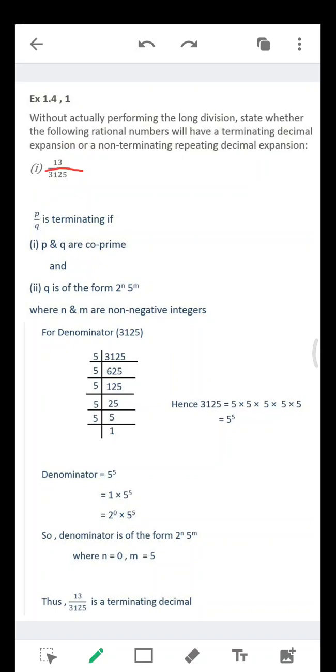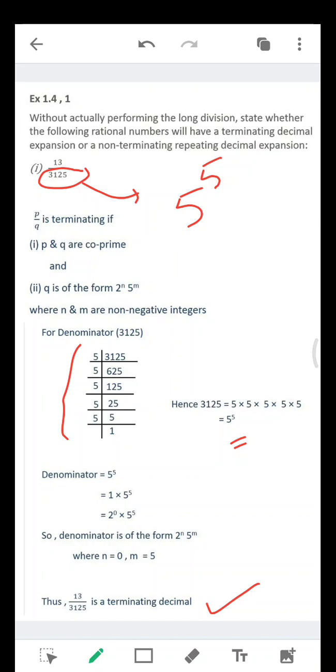This denominator 3125, we will find the prime factors very quickly. 3125, the prime factors are 5 five times, so that is 5 power 5. So I can directly say here that as this 3125 is written in the form of 5 power something, that is 5 power 5, this is a terminating decimal expansion, because there is only 5 in it.